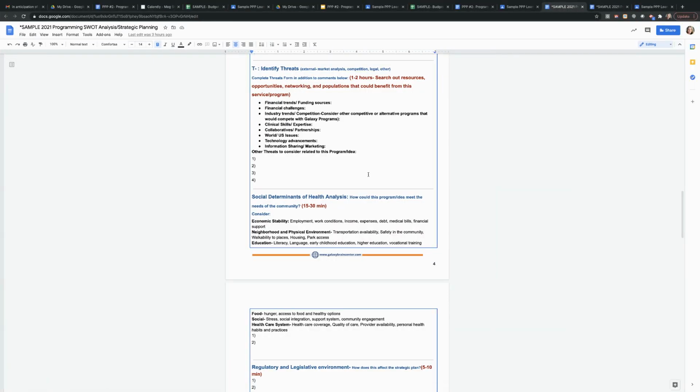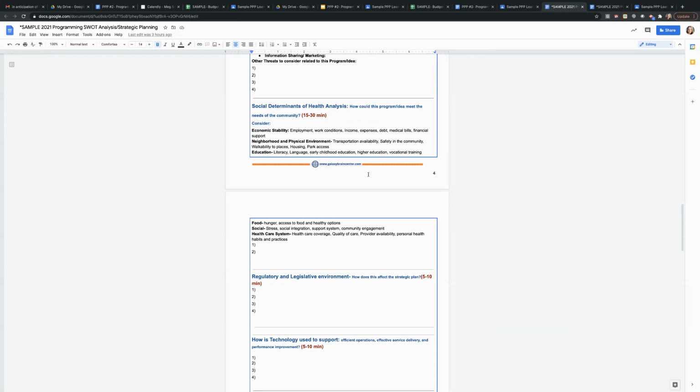Social determinants of health: is there something we can do with this program that would actually help with food, hunger, social issues, healthcare? Is there a neighborhood? Is there a satellite where this program could happen, maybe outside of Galaxy, that would really meet the needs of a particular community? So those are some ideas that we can consider and think about.